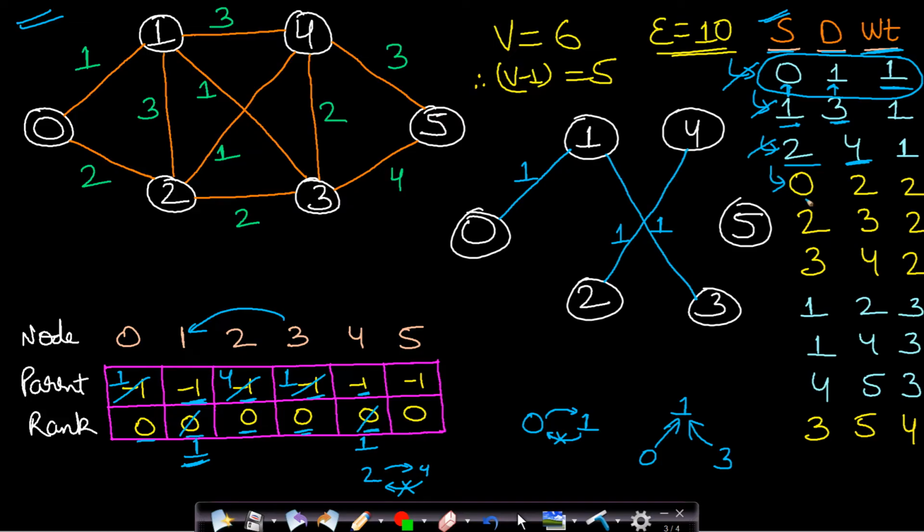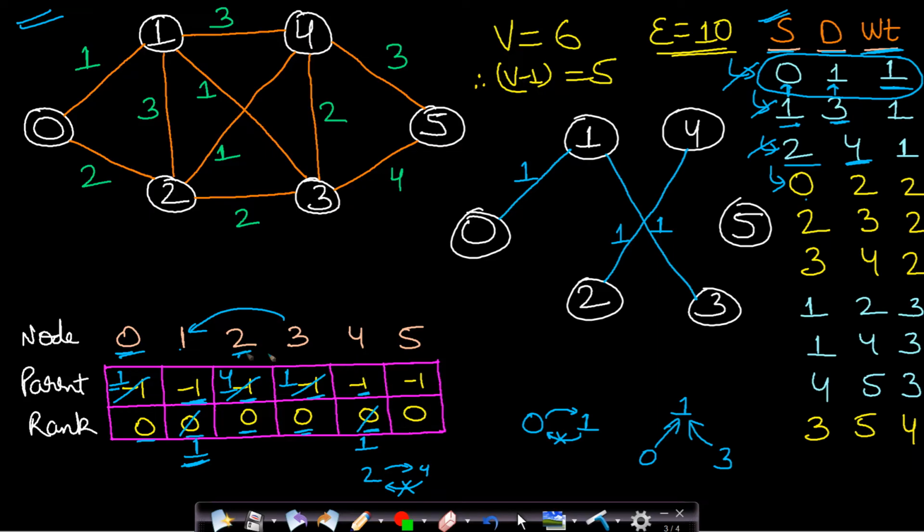So the next edge is from 0 to 2, which is having a value 2. Now in this case, what will be the absolute parent of 0? 0's absolute parent is 1 and 2's absolute parent is 4. So they both are having different absolute parents, so they can be included. And the rank of the absolute parent of 0, which is 1, is 1, and the rank of absolute parent of 2, which is 4, is equal to 1. So they both are having same rank.